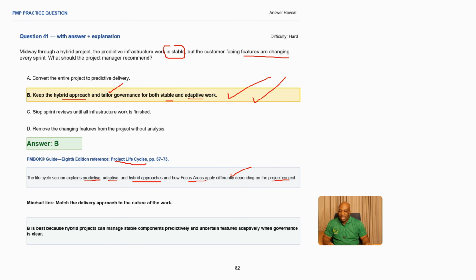So what is the applicable mindset in this scenario? It is to match the delivery approach to the nature of work. This is tailoring, which is very, very important. Making B the best answer because hybrid projects can manage stable components of predictive and also uncertain features, which is agile or adaptive, when governance is very clear. Making B the best answer.